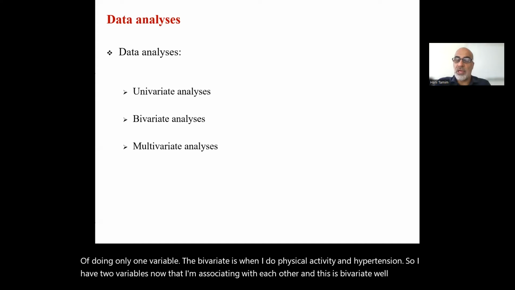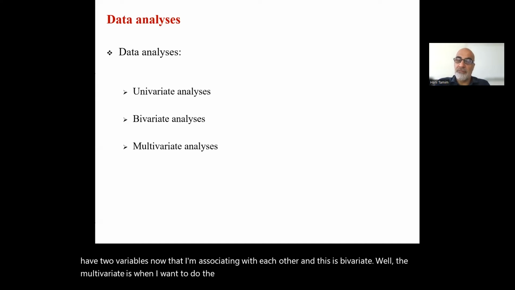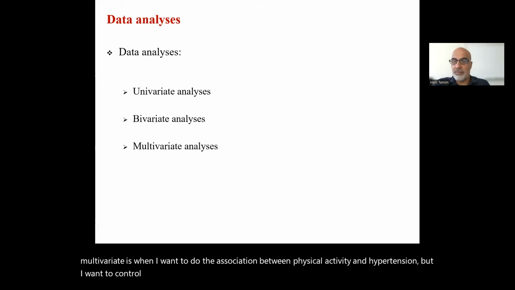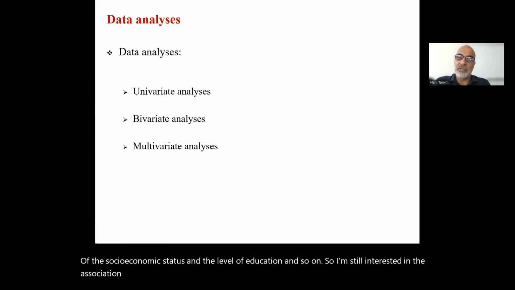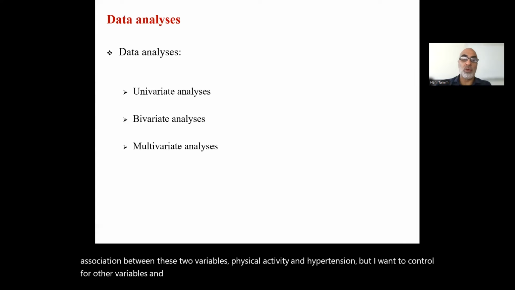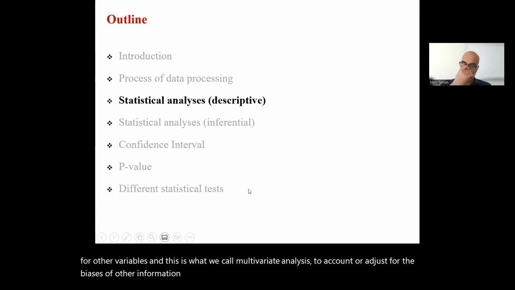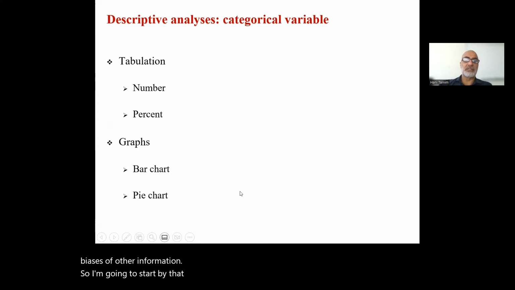Well, the multivariate is when I want to do the association between physical activity and hypertension, but I want to control for age of the subject and the family history of diseases in the patient and the socioeconomic status and the level of education and so on. So I'm still interested in the association between these two variables, physical activity and hypertension, but I want to control for other variables, and this is what we call multivariate analysis to account or adjust for the biases of other information.